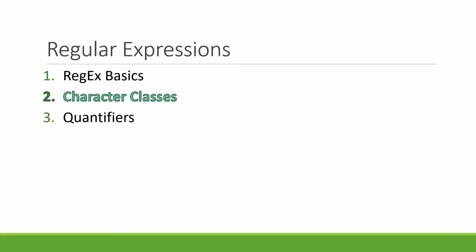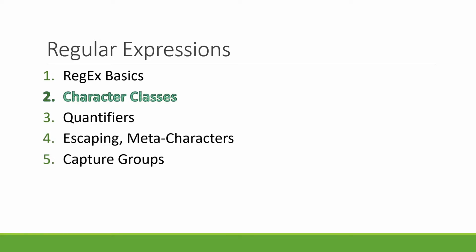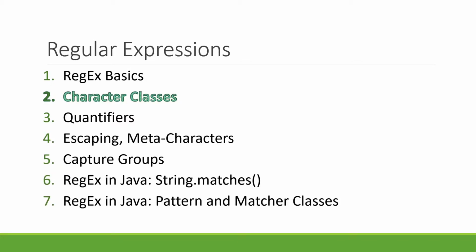And in the third video, we'll see how we can use quantifiers to specify how many of a set of characters we want to match in a string. In the fourth video, we'll talk about escaping special characters and also about how you can use meta characters as shortcuts for common expressions. In the fifth video, we'll learn how to create way more advanced expressions by using capture groups. And finally, in the sixth and seventh videos, I'm going to show you how to use regular expressions in a Java program. If you're only here to learn about regular expressions and not learn about Java, then you can skip the last two videos. You can get what you need from the first 5 videos.